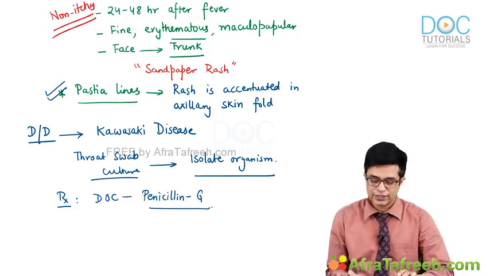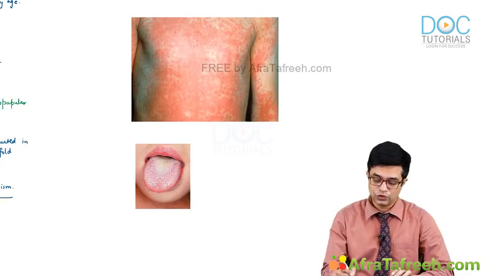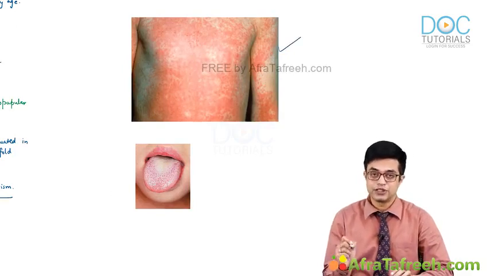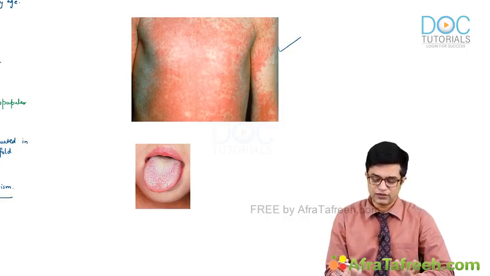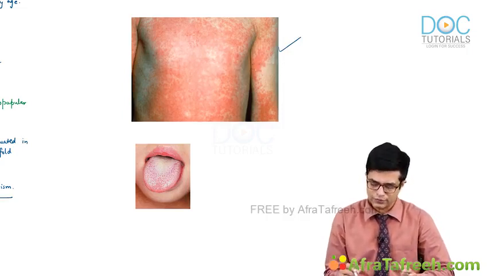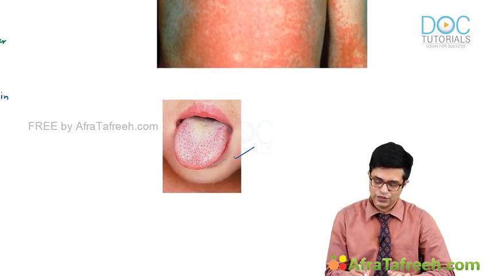So, what are the things that you should remember related to image? Look at these two images. The first one is your diffuse maculopapular sandpaper-like rash which is present in these children. Can you see a very fine erythematous rash which is prominent on the trunk, also extended somewhat to the limbs, and this is the tongue. You can see pink small hypertrophied papillae protruding through the surface giving a strawberry appearance.